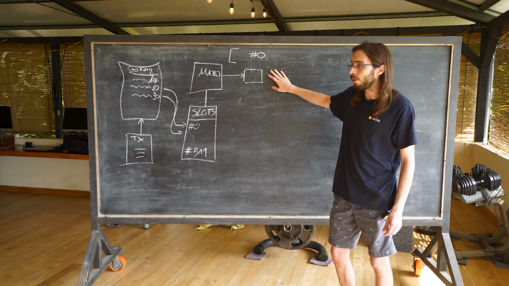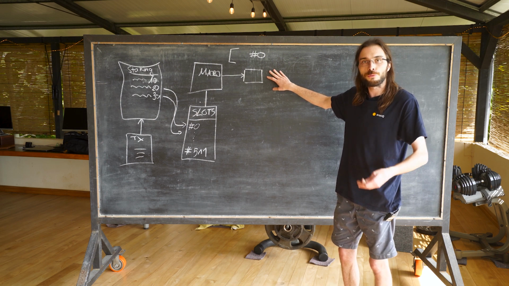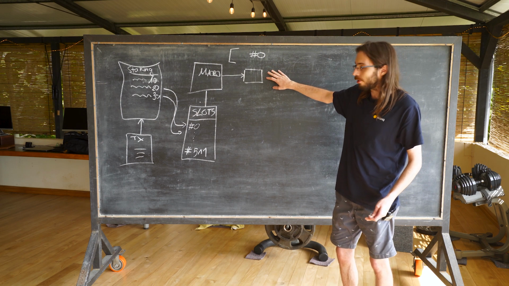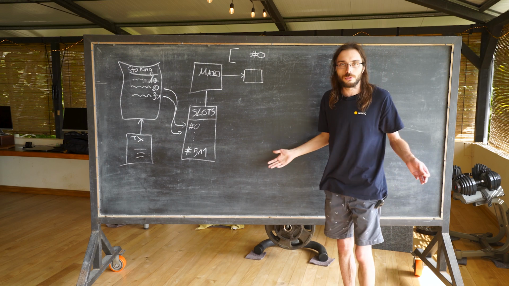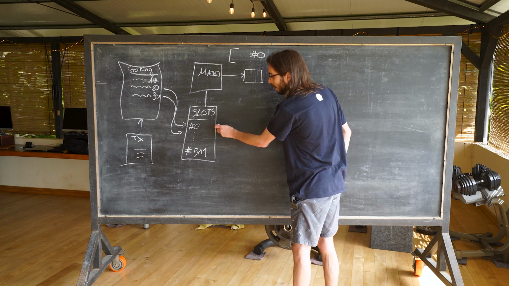In proof of work, you would do this by brute forcing a nonce and getting a hash. But we don't want to use proof of work, so we just randomly, again, select one of those slots.